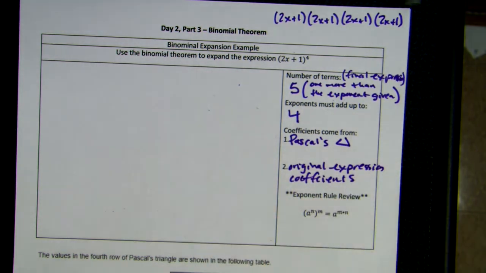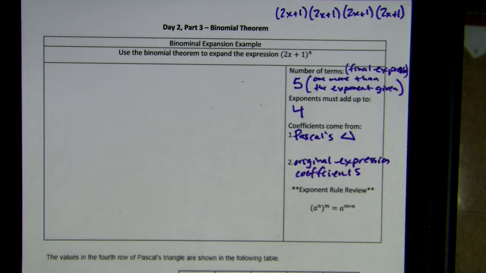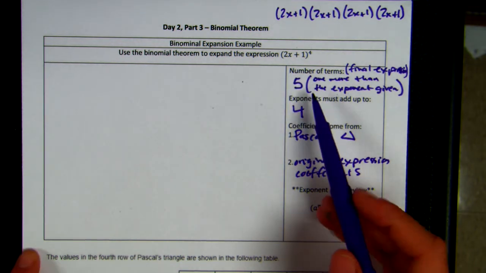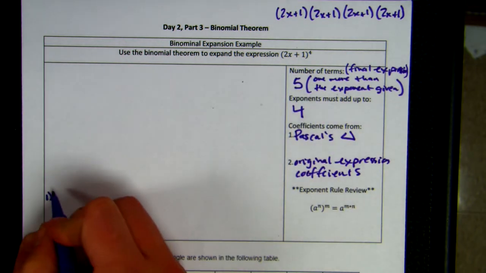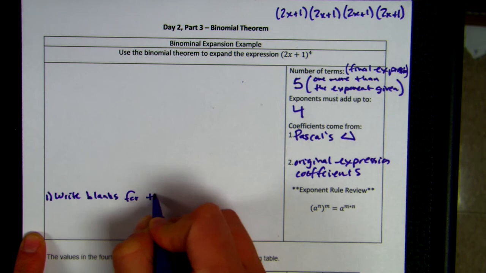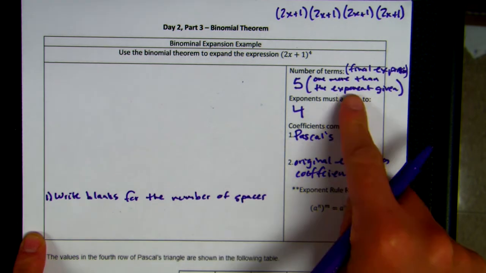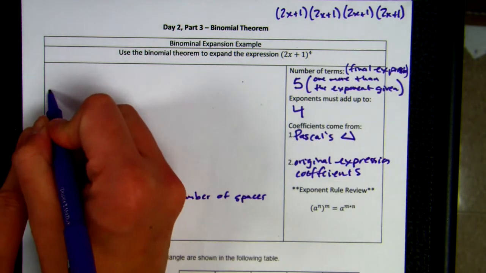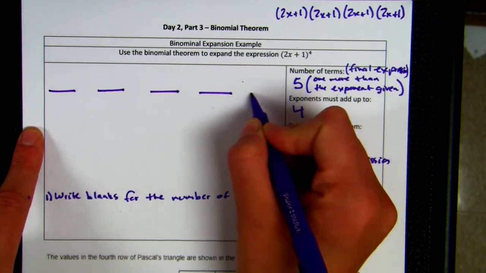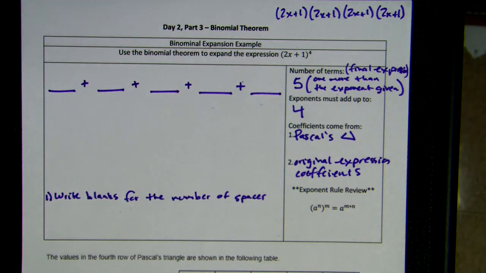Okay. So now that we know all that, we can go ahead and get started in actually doing our binomial expansion. So first thing, I know the number of terms. So the first thing that I always do is write blanks for the number of spaces. So here, if I know I have 5 terms, I'm going to do 1, 2, 3, 4, 5. Each of these should be separated by an addition sign. Okay, so first thing I do is I literally just write the blanks because it makes it a little bit easier, I think, to solve.